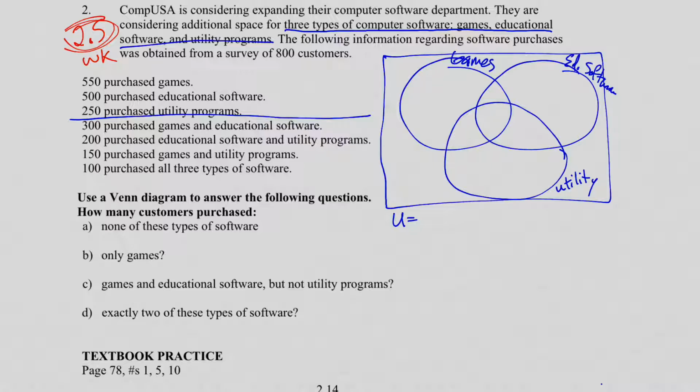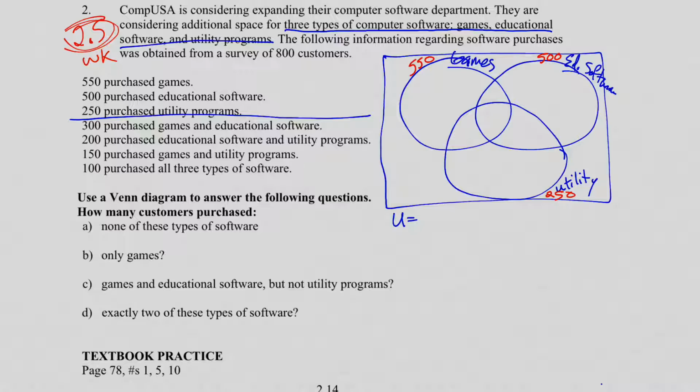So, guys, you don't want to start there, because we're talking about the whole entire circle. And we already know that the circles are split up into regions. They all have 4 regions. So what we can do, though, is label each of these circles as a visual reminder on the chart. So games is 550. Everything we write inside this circle should add up to that. That's how we can check ourselves. Educational software is 500, and utility is going to be 250.